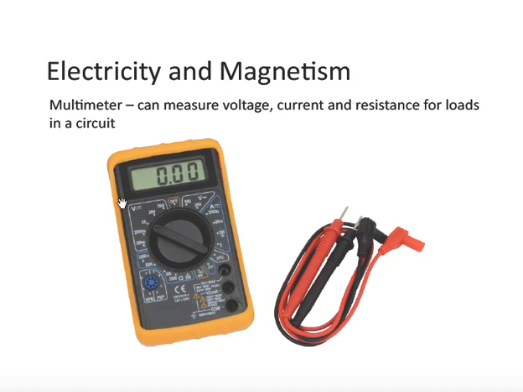This device is called a multimeter. It's called a multimeter because it could measure several different quantities involving electricity. The dial is pointed at 20 here, and this means it could measure a voltage of up to 20 volts. However, if you have the dial pointed in this area, notice it says an A here, that area is used to measure current.